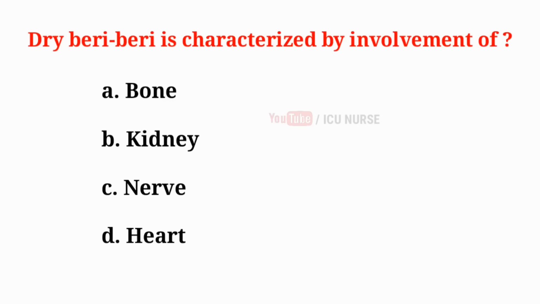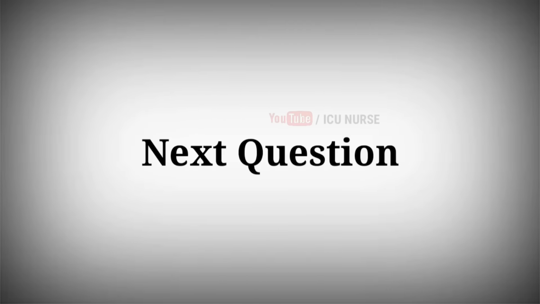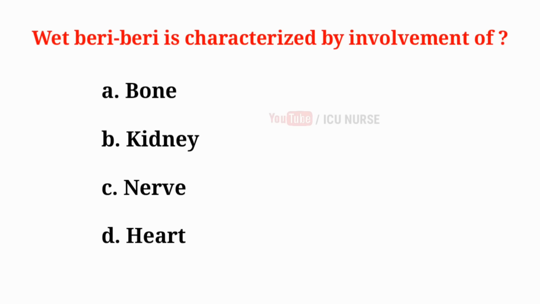Dry beriberi is characterized by involvement of: A. Bone, B. Kidney, C. Nerve, D. Heart. And the correct answer is C. Nerve. Wet beriberi is characterized by involvement of: A. Bone, B. Kidney, C. Nerve, D. Heart. And the correct answer is D. Heart.